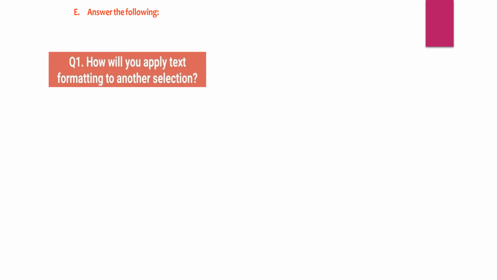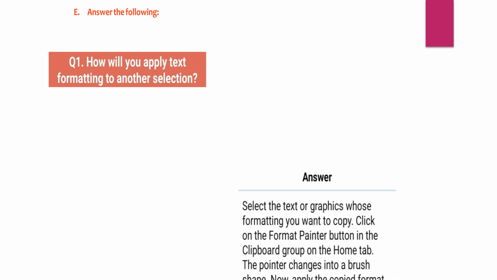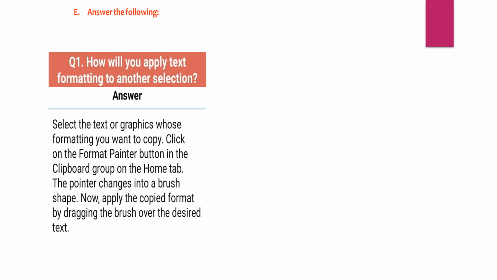So in section E, we have answer the following. First question, how will you apply text formatting to another section? Very easy, using Format Painter. Select the text or graphics whose formatting you want to copy. Click on the Format Painter button in the Clipboard group on the Home tab. Students, please remember, if they are asking for any particular button, note in which group and in which tab it is. So here Format Painter we can get in the Clipboard group and Home tab. The pointer changes into a brush shape. Now apply the copied format by dragging the brush over the desired text.